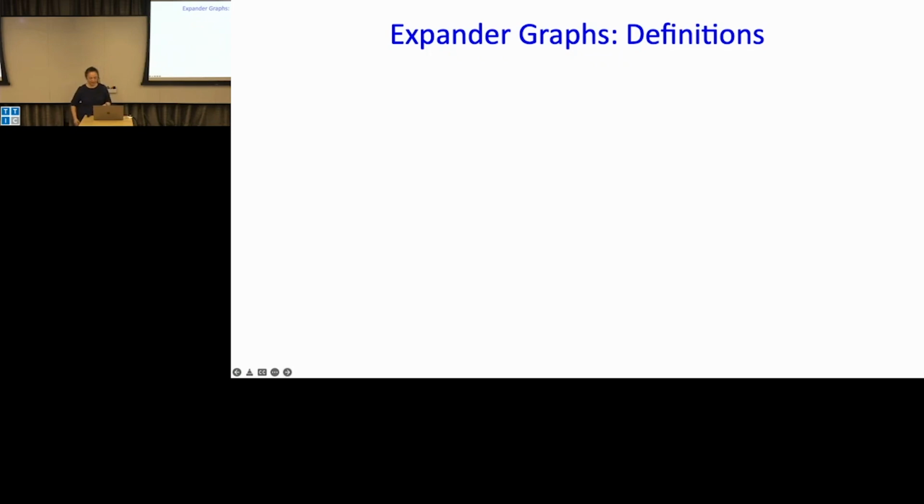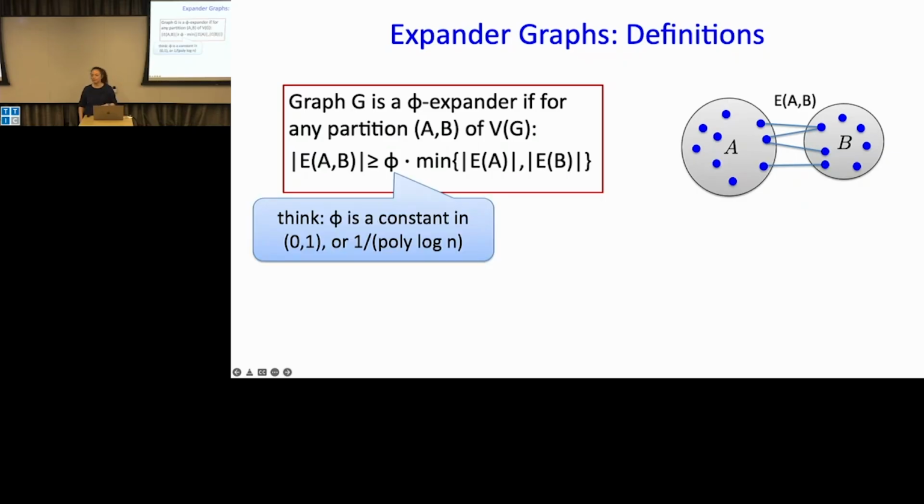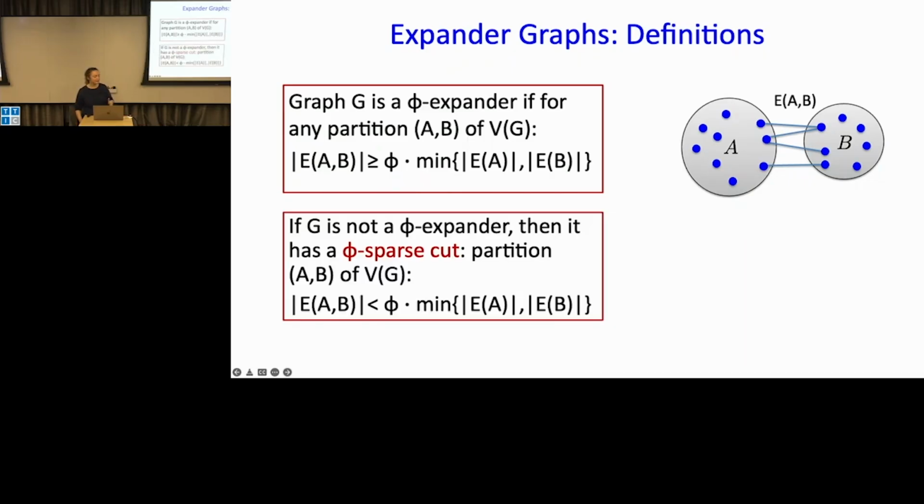So first of all, what's an expander graph? A graph G is a phi expander if for any partition of its vertices into two subsets, the number of edges going across this cut is at least phi times the number of edges in the smaller side. And you should think about this phi as being either a constant between 0 and 1 or something like 1 over polylog n. Obviously, if a graph is not an expander, then there is some cut that violates this property, and we call it a sparse cut. And even if it violates the property approximately, I'm going to call it a sparse cut.